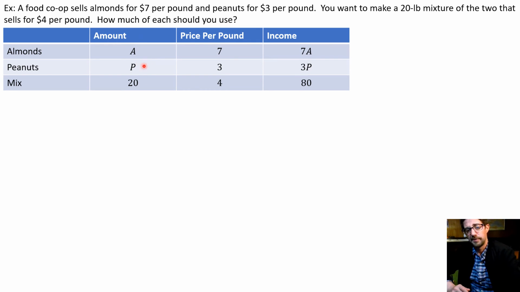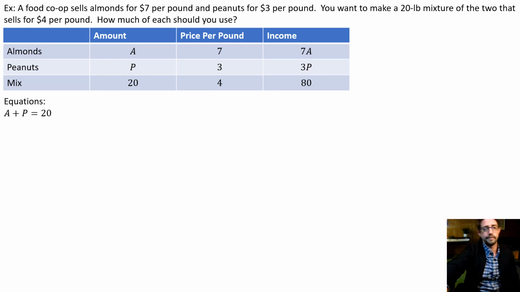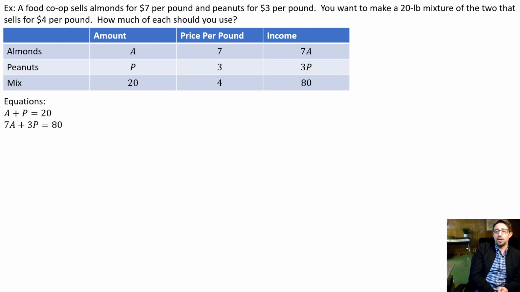Okay, so the first and the second and the fourth columns give you your equations. We knew that A plus P had to be 20, and now we know that 7A plus 3P has to be 80. So it's weird, but the $4 factored in, it mattered, but you're actually not going to see that anymore once you actually have your equations. And there they are. 7 times however many almonds plus 3 times however many peanuts is the total value monetarily of the mixture, which is 80 bucks. Okay, so that was the hard part.